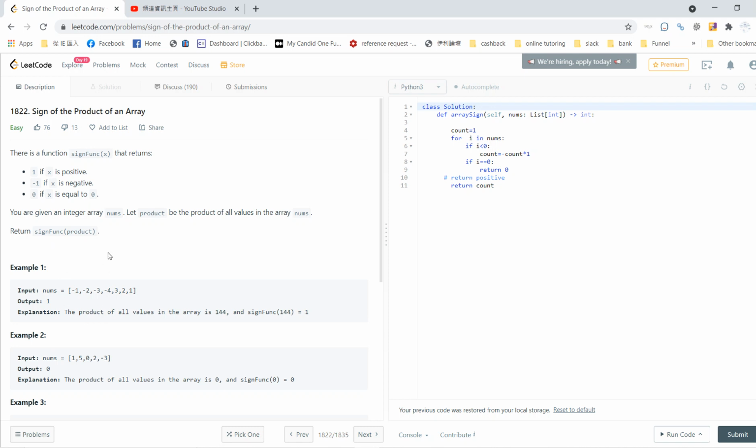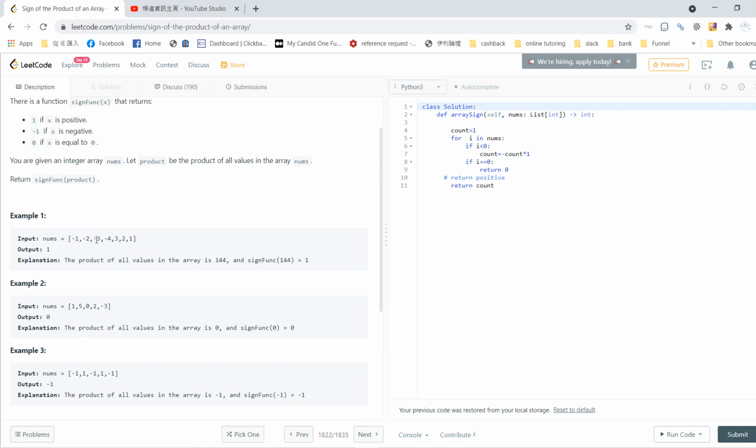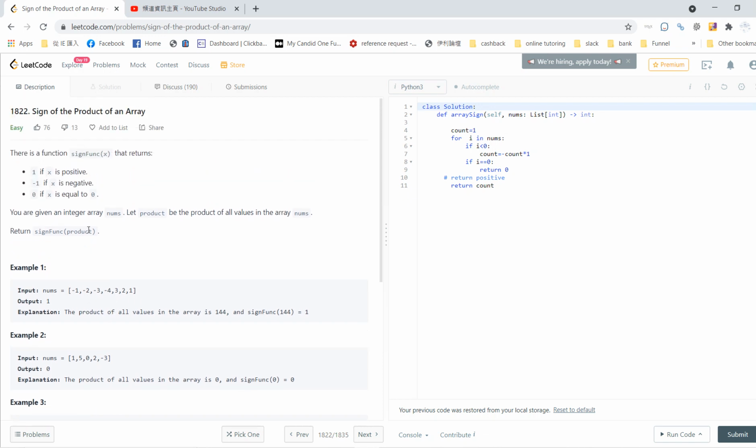So this one is easy because the idea is that you only count how many negative signs are in the integers. If the number of negative signs is odd, then you return -1. If the number of negative signs is even, then you return 1. If one of them is 0, then you return 0.